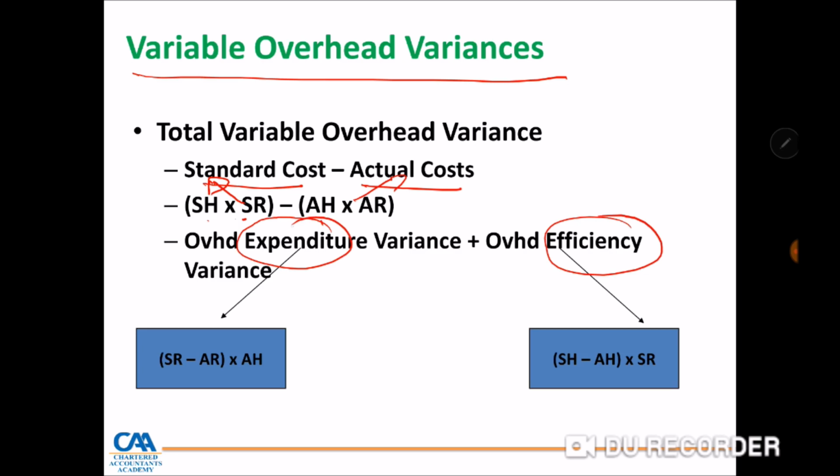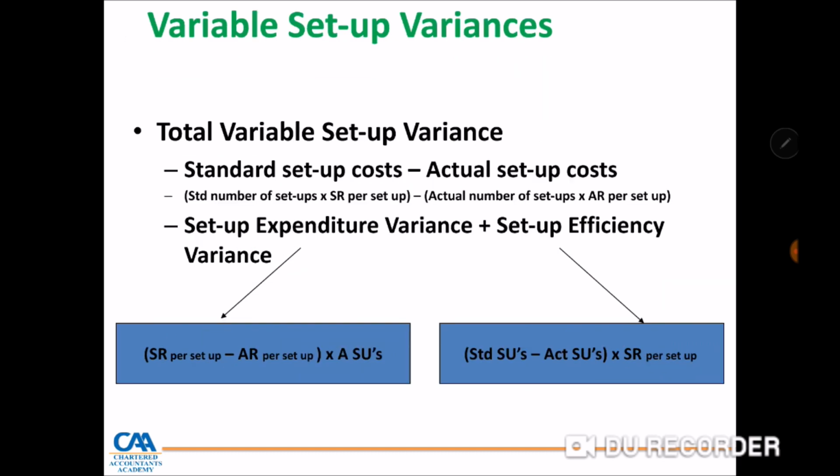So expenditure is simply saying my rate was different from the actual rate, and I'm using the actual hours. Then efficiency, I'm saying the hours were different from the standard hours, from the actual hours, so that I don't incorporate effects of expenditure, then I use standard rate. So it means I'm now further explaining why I have a total variable overhead variance.